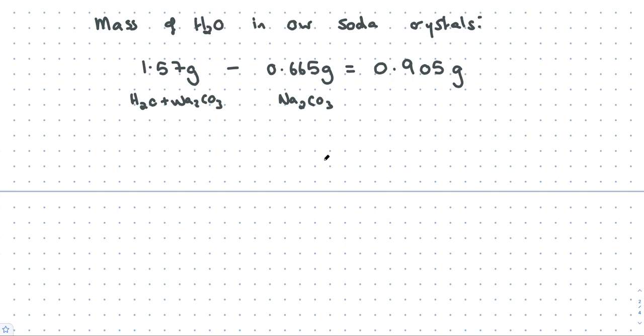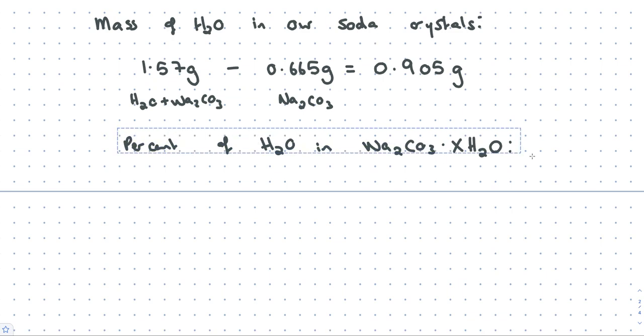Now what I can do is get a percentage of the amount of water that's present. So I'm going to find out percentage-wise the percent of H2O in the soda crystals, which has a formula like this: Na2CO3, and then it has an XH2O. The X is there for us right now because we don't know how many waters there are per Na2CO3. We'll be able to figure that out in a moment, but you might be asked to find out what percentage of it is water.